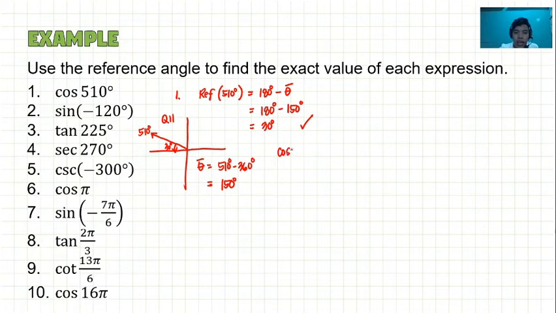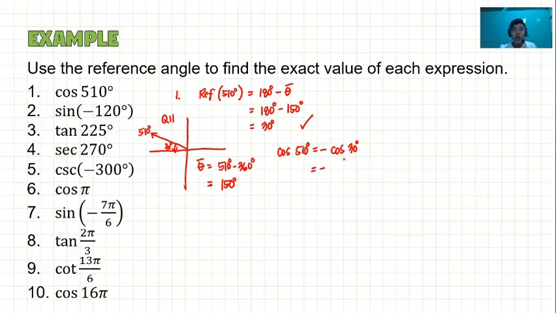So cosine 510 degrees will be equal to cosine of the reference angle. So the reference angle is 30 degrees, right? So cosine 30 degrees, and since the angle is at quadrant 2, the value of cosine here is negative, right? So we have negative of cosine 30 degrees. So you affix now the sign. So our final answer will be negative of cosine 30 degrees.